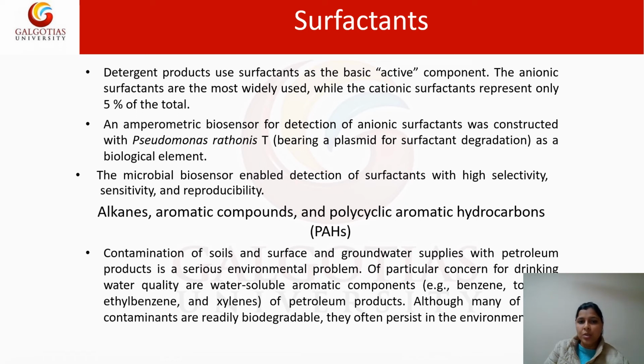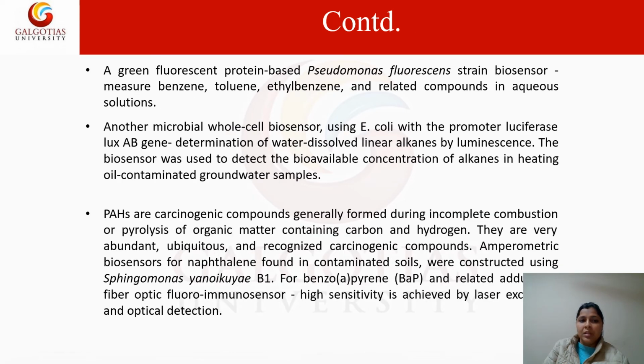Detergent products use surfactants as the basic active components. For the determination of these surfactants, amperometric biosensors are used for the detection of anionic surfactants, which was constructed with Pseudomonas rathonis. Besides that, microbial biosensors enable the detection of surfactants with high selectivity, sensitivity and reproducibility. Next one is the green fluorescent protein based Pseudomonas fluorescens strain biosensor. They are also used for the same. Different scientists have proposed different biosensors for the determination of surfactants.